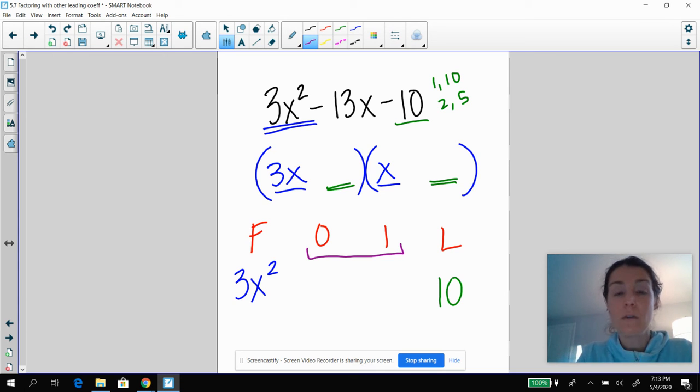So now let's just throw something in there, and I'm just going to kind of make this up. I'm going to put my 1 and my 10 here. Okay. So now let's FOIL this out. My first 2 terms, great. 3x times x is 3x squared. We know that. All right.